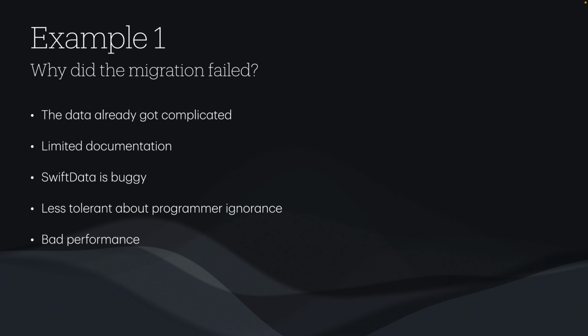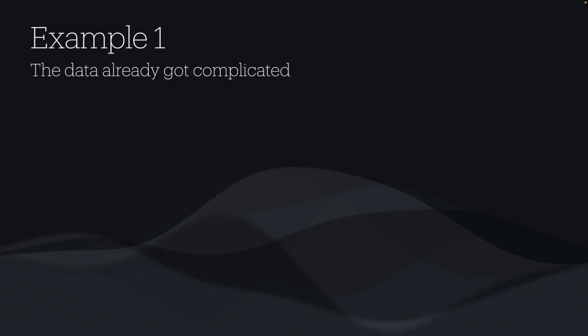And actually, most importantly, SwiftData is slow in my testing. It's so slow, I measured sometimes 100 times slower, 200 times slower compared to Core Data. So let's dive into each one of these points in detail.